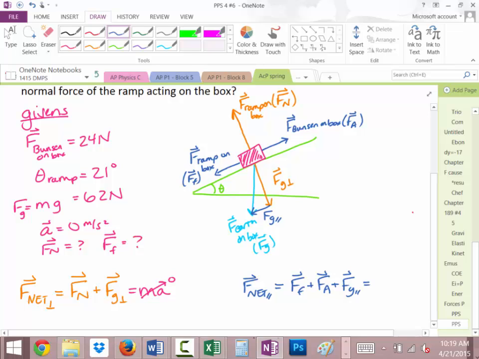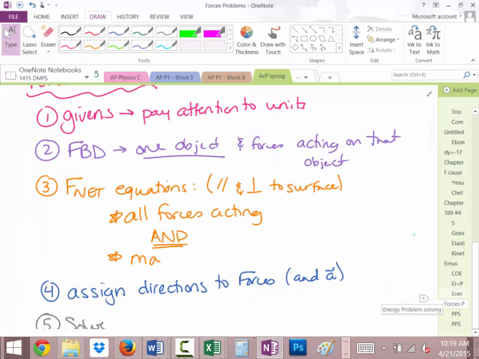Fantastic. Those things have to add up to what? 0, because it's not what? Not accelerating. It's true. All right. Then it's not a very interesting problem, so we probably wouldn't do it, and then the question doesn't make any sense.